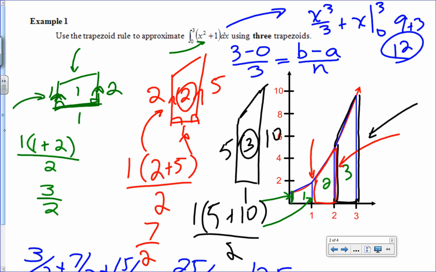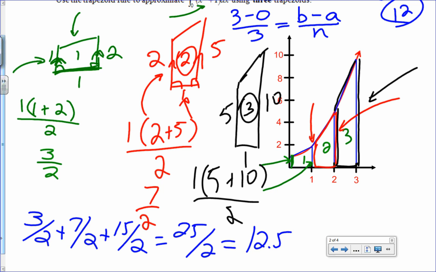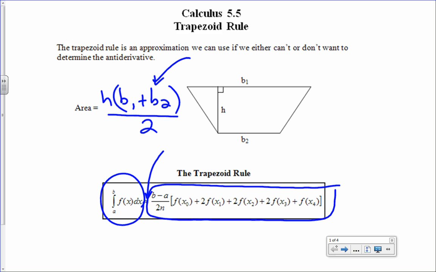Okay. So now, based on this, does that formula we saw on the other side, any idea where anything's coming from? There's a 2. Where's a 2? Underneath all of them. That comes from what? The half in the formula, correct? So far, of this formula, we know where the b minus a over n comes from, correct? That's always the height. Where's the 2 coming from? From the half.